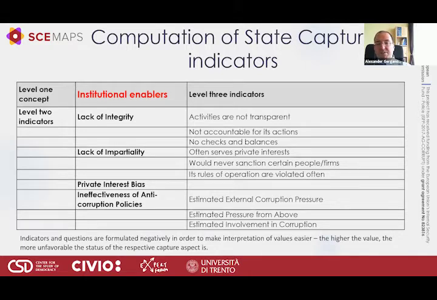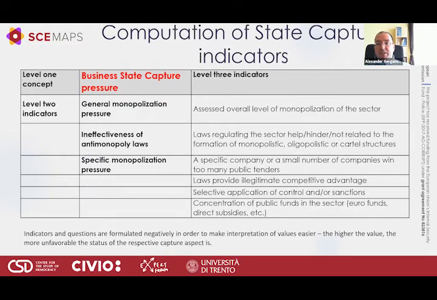There are 3 levels of indicators, with institutional enablers, for example, being the highest level, and it is composed of 4 level 2 indicators, and each of the 4, with the exception of private interest bias, is composed of 3 level 3 sub-indicators. It is probably a bit abstract at this point, but let me show you an example of how the computations are done, and you will understand immediately what this all means.